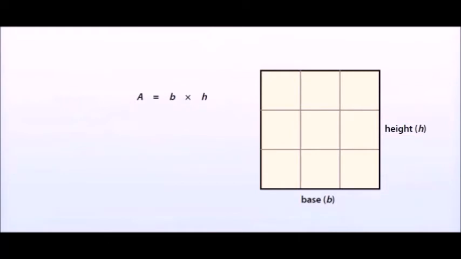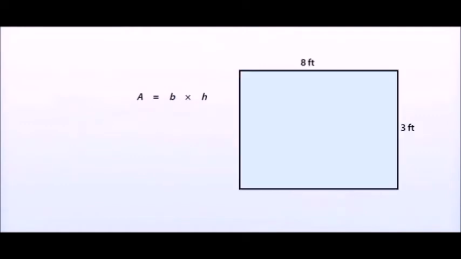Let's count the number of units in the base. B is 3. Let's see what the height is. H is 3 also. Now multiply 3 times 3 to find out what the area is. The area of this rectangle is 9 square units.